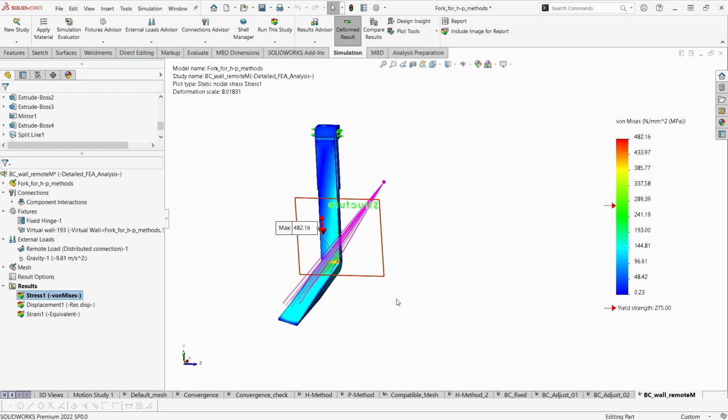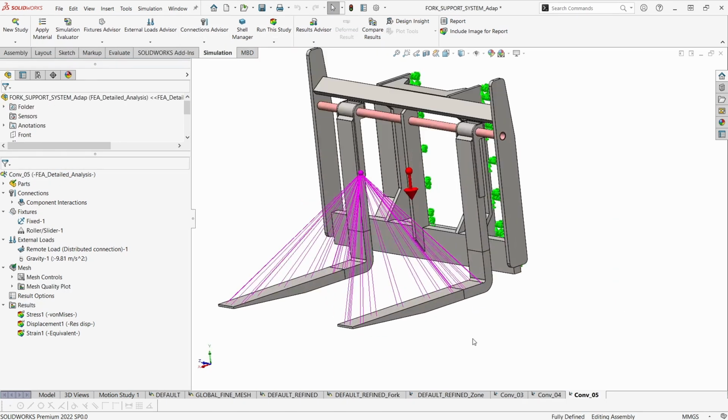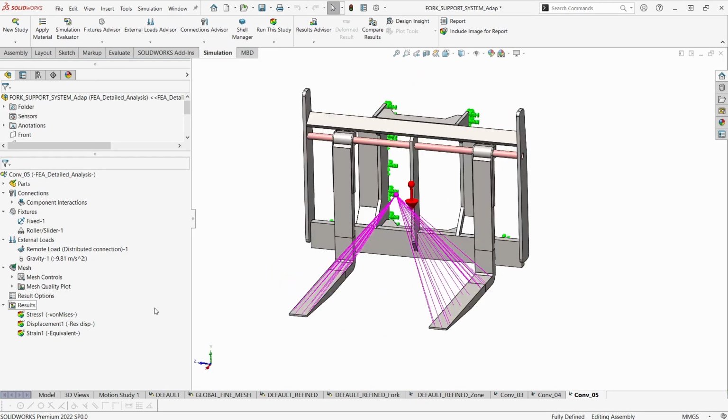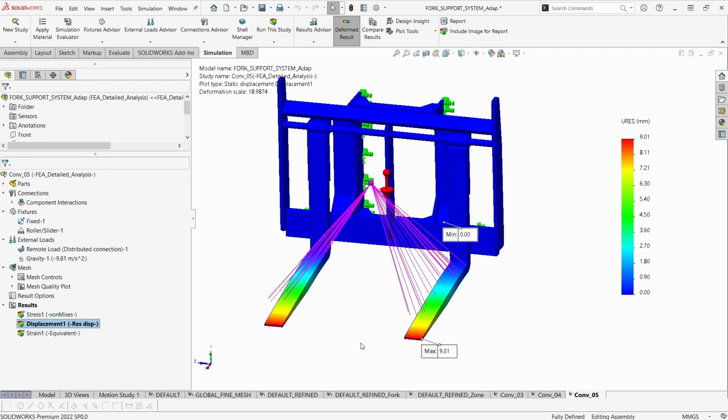Let's come back for a moment to the complete structure. Okay, here we are. I want to check the displacements of this simulation, so I go to displacement. Okay, here we have them.